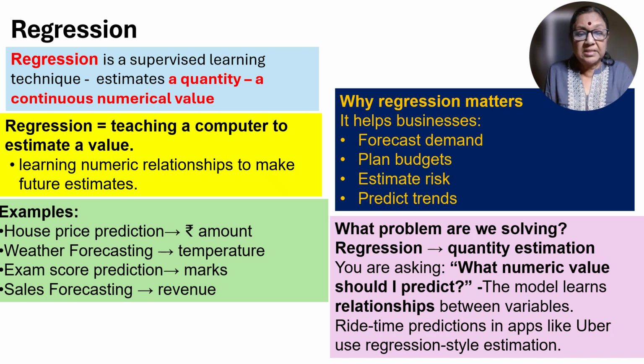What problem are we solving? Regression is actually quantity estimation. What numerical value should I predict? So the model learns the relationship between the variables. Real-time predictions in apps like Uber actually use regression-style learning to estimate the riding time.